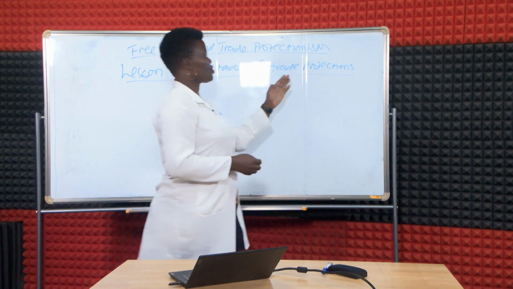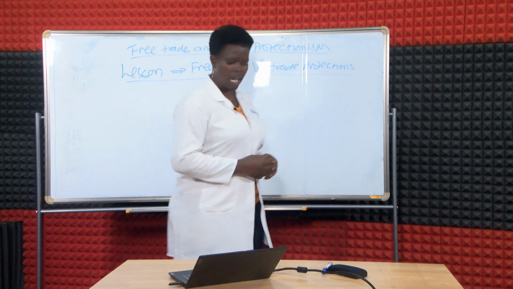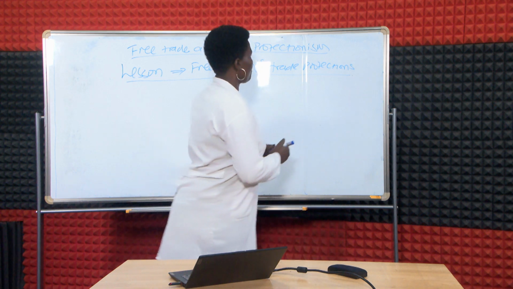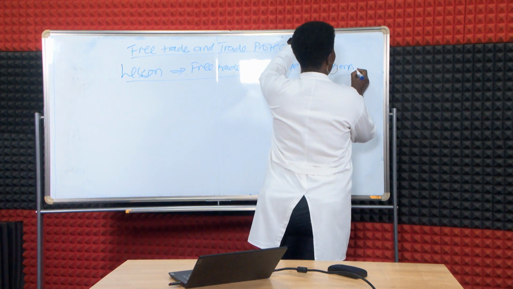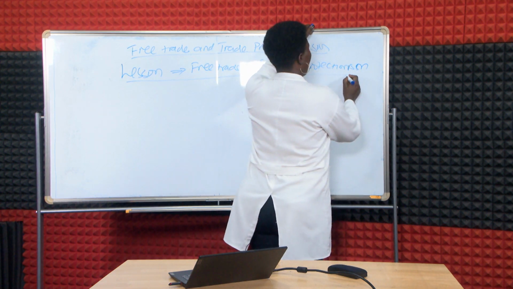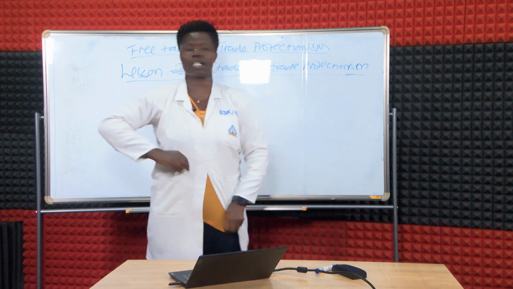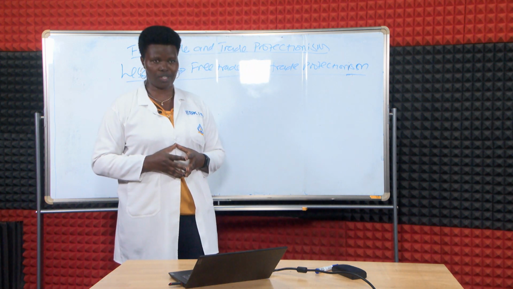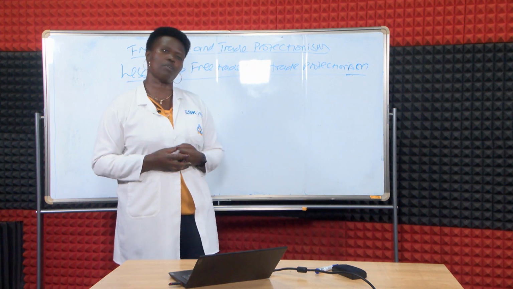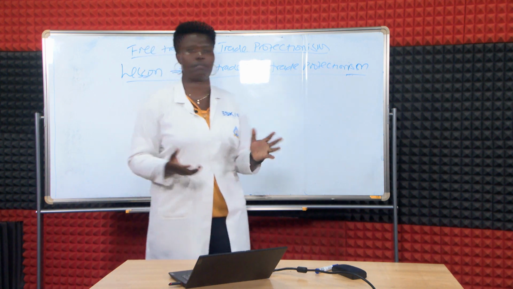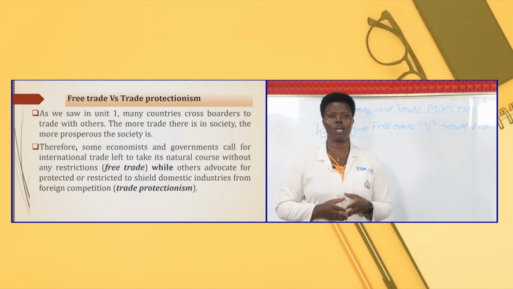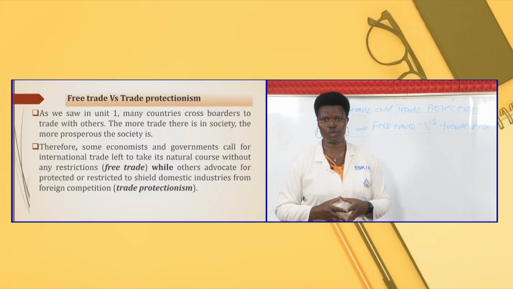Then for the case of trade protectionism, it means that in this case here, we are protecting trade. If we are protecting trade, then that means there are restrictions. Restrictions may take the form of taxes, may take the form of quotas, may take the form of total bans, may take the form of different other things as we shall be seeing.